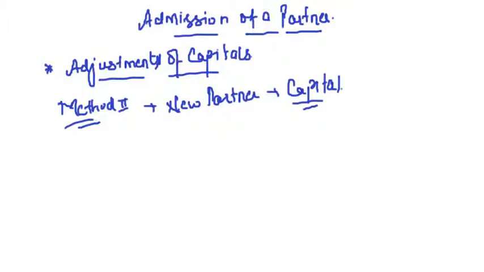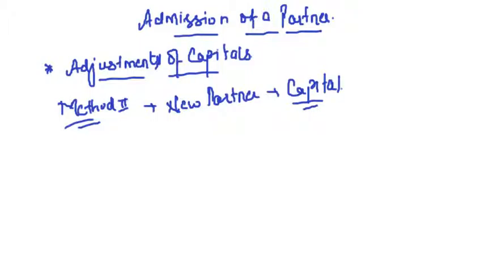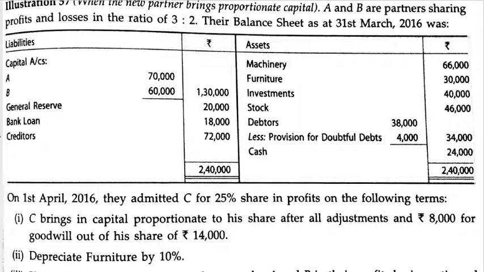Adjusted capital means the capitals after all the adjustments relating to old partners. All adjustments means adjustments relating to goodwill, revaluation of assets and liabilities, and treatment of reserves and accumulated profits and losses. Clear? So in this lecture, we are going to do a practical problem on this method 2. With this, we will wrap up this chapter of admission of a partner. This is the last lecture for this chapter. Let's see a practical problem.